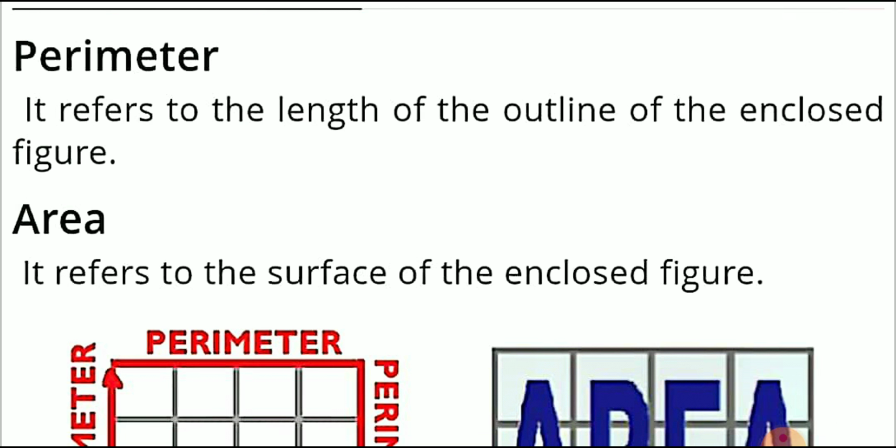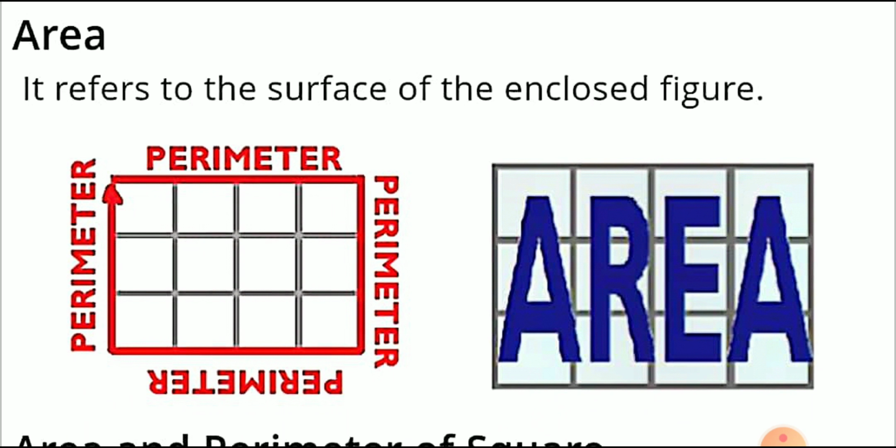Perimeter is the measurement of the outline of an enclosed figure, any kind of figure, either a rectangle, circle, square, triangle, hexagon, octagon, etc. If you want to calculate the perimeter of that figure, you have to measure its outlines. So it refers to the length of the outline of the enclosed figure. And what about the area? It refers to the surface of the enclosed figure. So this is the outline you can see here in this picture.